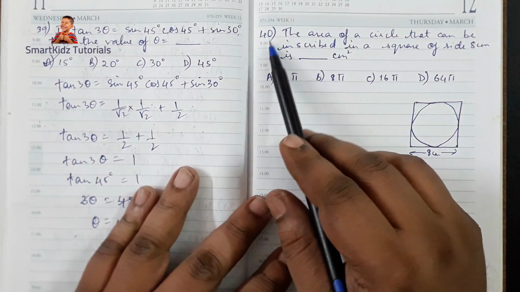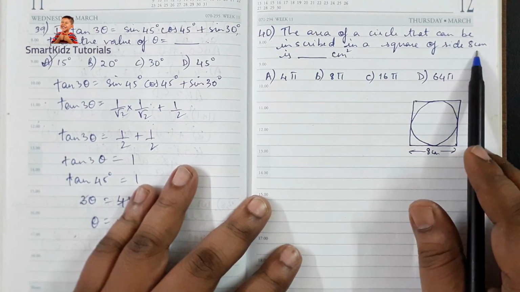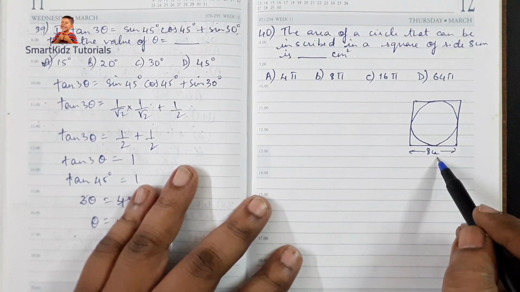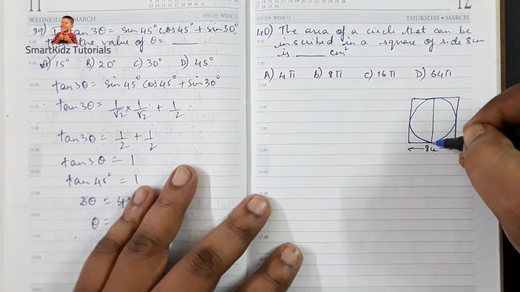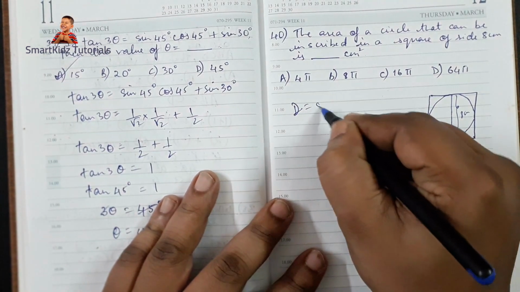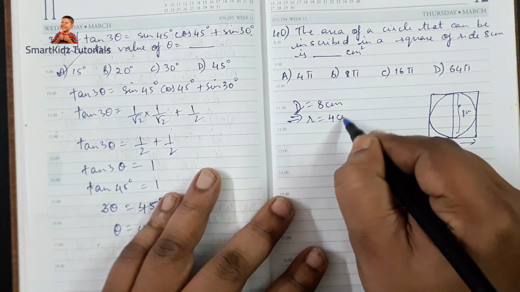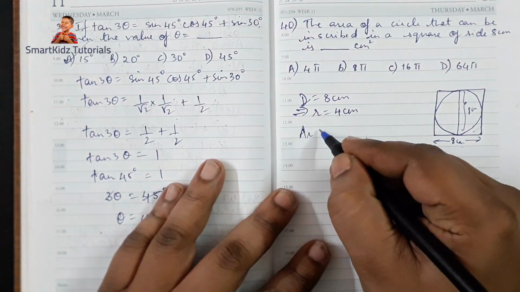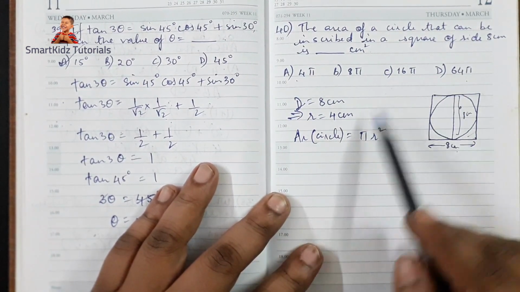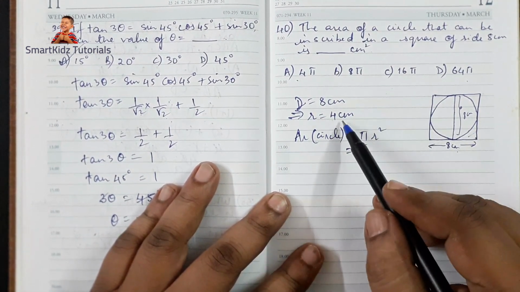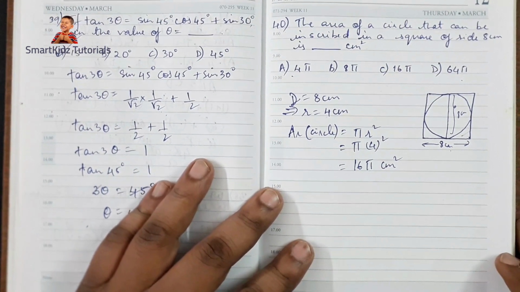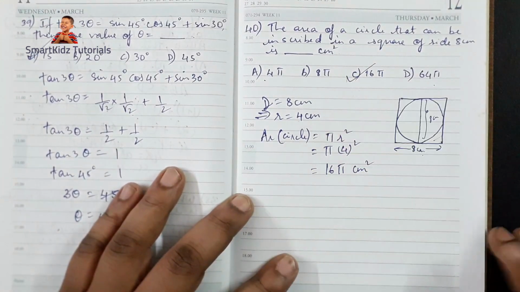Coming to the last question of this paper, 40th question, the area of a circle that can be inscribed in a square of side 8 centimeters is dash square. So this is a square and this is a circle inscribed in this square. The side of this square is given as 8 centimeter, which means if we draw a line like this, which also would happen to be the diameter of the circle, then this would be a total of 8 centimeter. That means the diameter would be 8 centimeter. Okay, so diameter is 8 centimeter, which implies that the radius has got to be 4 centimeter. So we need to find the area of the circle. So we will apply the area of circle formula, which is pi r square. And since we are not given the value of pi, and we see in our options pi is there, we will leave pi the way it is, and instead of r we will put 4, 4 whole square. 4 square is 16, so we get 16 pi square centimeter. That is our correct answer, and so our correct option would be C, 16 pi.